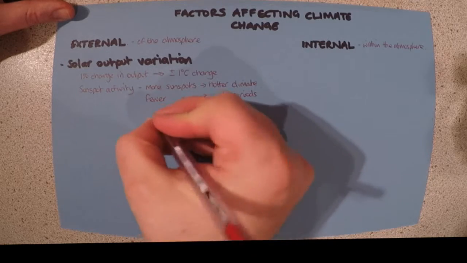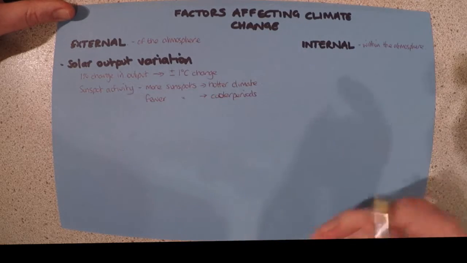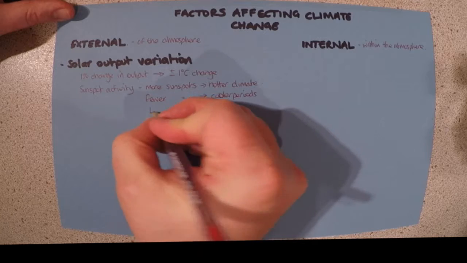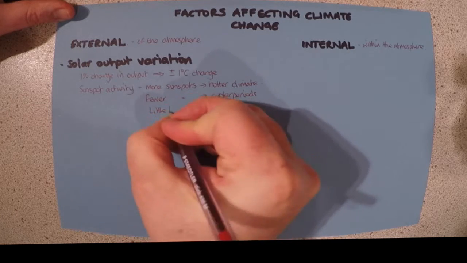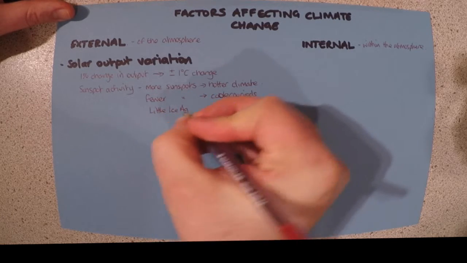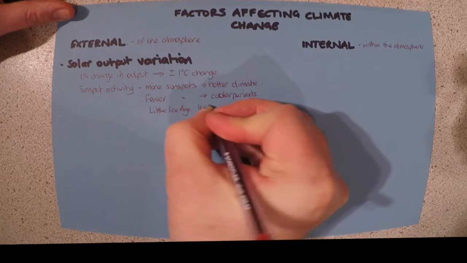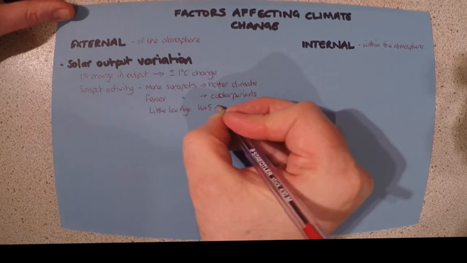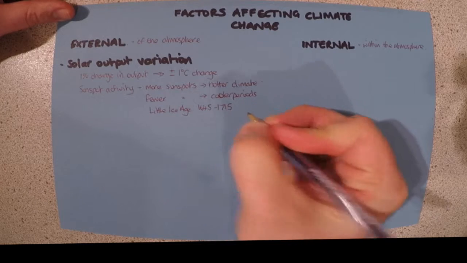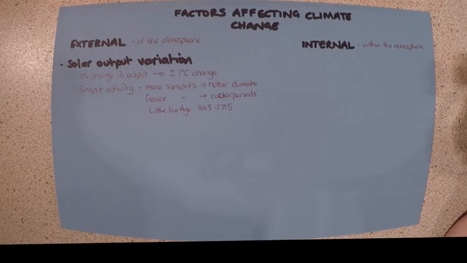And a historical example of this, where it was argued that there were fewer sunspots, is the Little Ice Age, which took place between approximately 1645 and 1715. And as I've mentioned in class, that was a period of time in the UK when the River Thames would actually freeze over in winter, and they would hold frost fairs upon it.